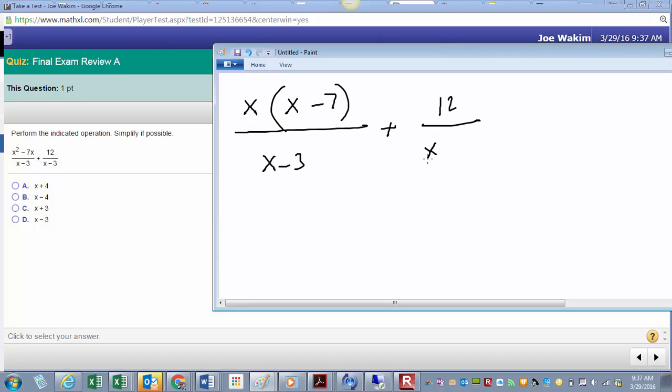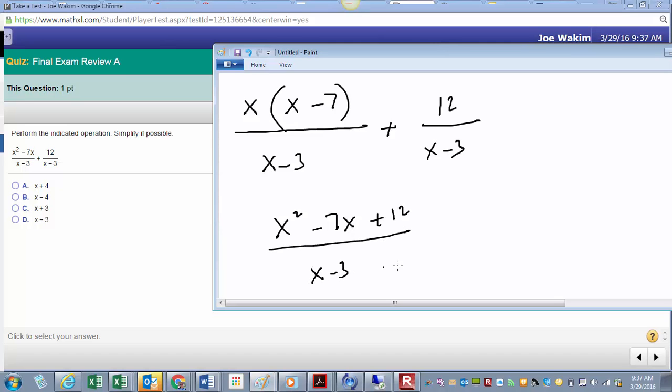Okay. So notice we cannot simplify here. But what we can do, well, we didn't need to factor this. Let's bring it back as it is. So x squared minus 7x. Now we need to add the 12 because we have the same denominator. We don't have to change anything. Just add the numerator.